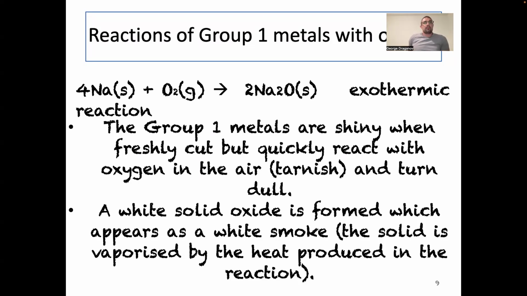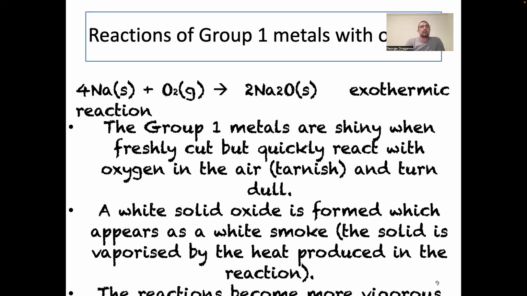When they form the sodium oxide, they form a white solid, which appears as a white smoke. And that's because the solid gets vaporized, turned into a gas by the large amounts of heat released by the reaction. You may also see different colored flames here. So for the sodium one, you might see a yellow flame. So I have seen exam questions on this. You would just say a white solid is formed and there's a flame.